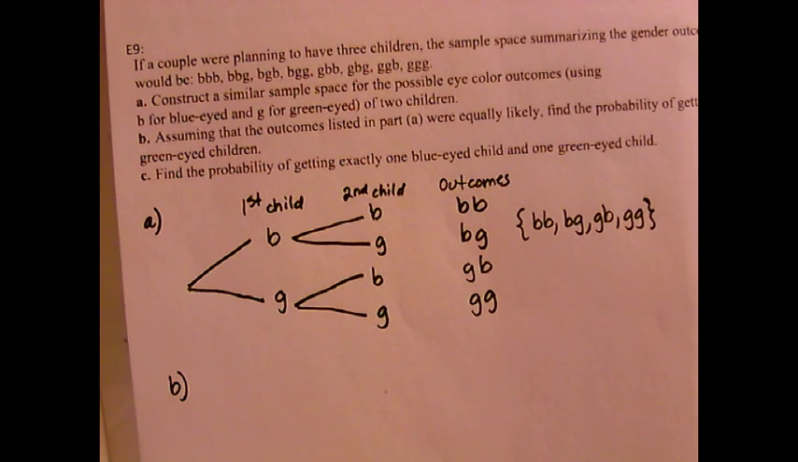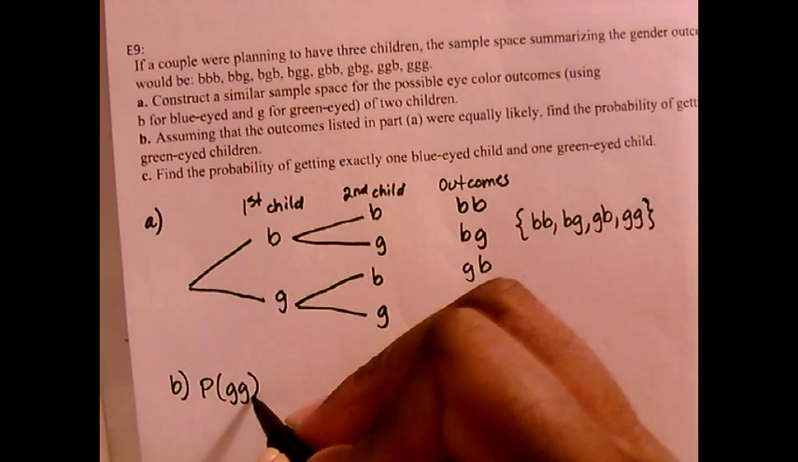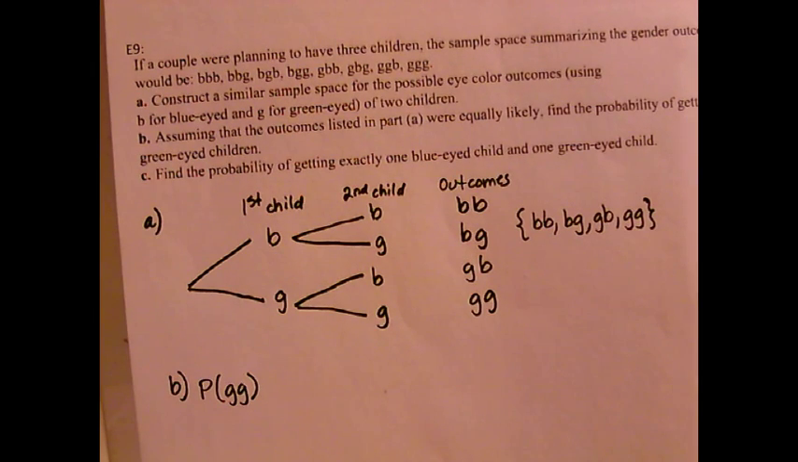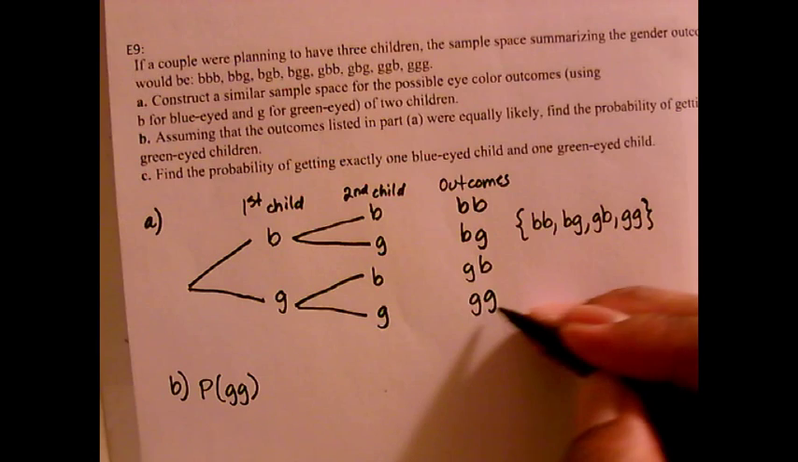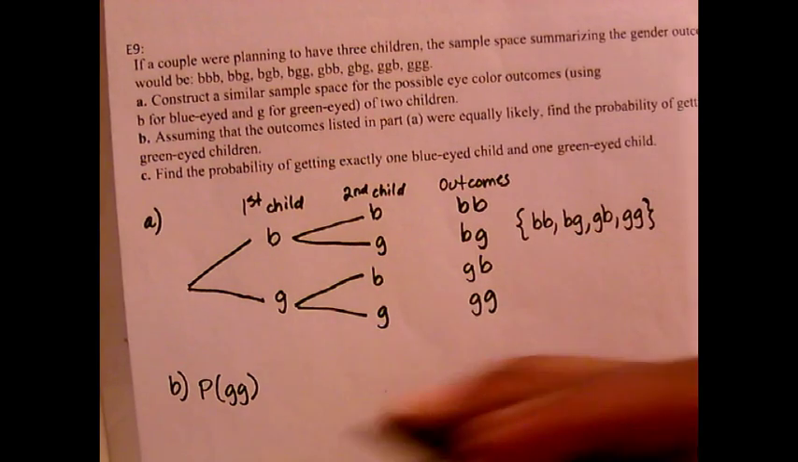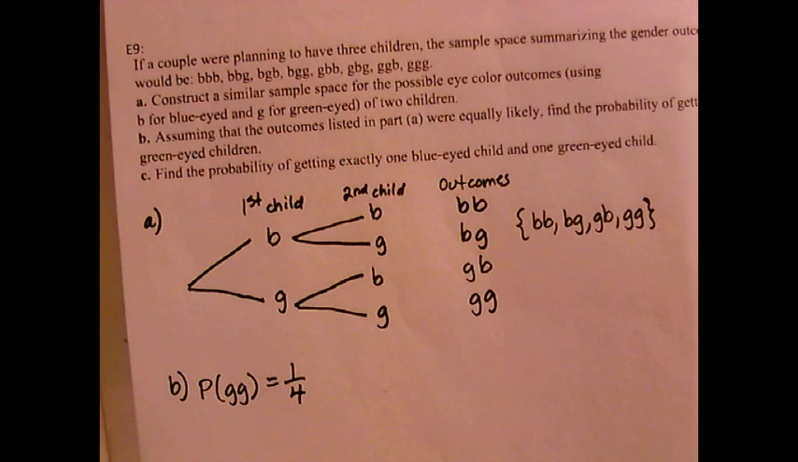Assuming that the outcomes listed in part A were equally likely, find the probability of getting 2 green-eyed children. Okay, so here we're looking for the probability of getting the first child with green eyes and the second child with green eyes. Notice there's only one way that we can get 2 children with both being green-eyed. There's only one way out of 4. So that probability of getting 2 green-eyed children will be 1/4.